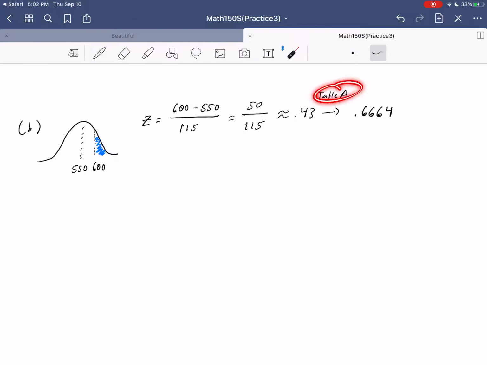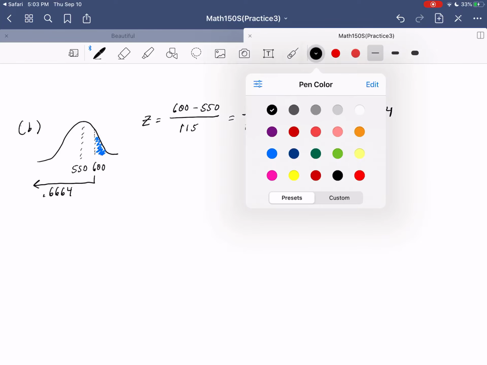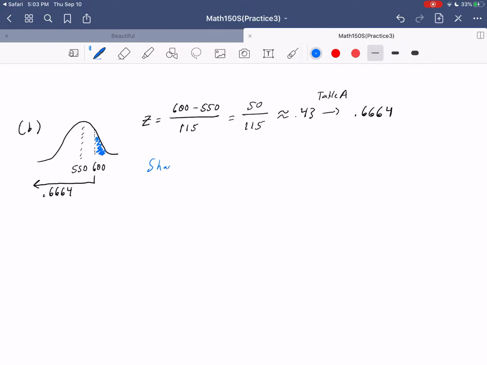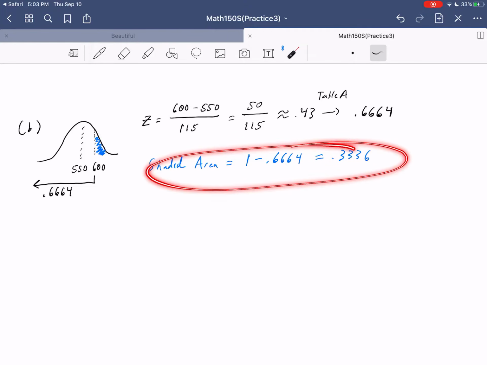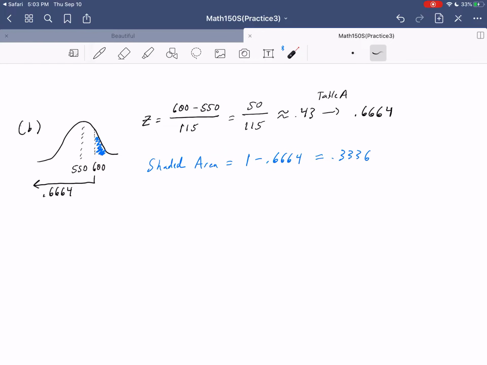Again, remember table A always tells us the area to the left. So on our diagram, we can fill that in this way, 0.6664. Notice this time this area does not match what we shaded. So how do we find this blue area? Well, we need to do 1 minus because the total area is equal to 1. So the shaded area is going to be 1 minus 0.6664, which gives us 0.3336. So there's our shaded area. And remember, we're subtracting it from 1 because the area under the entire curve is equal to 1.